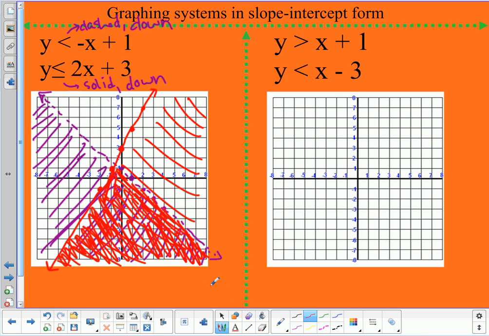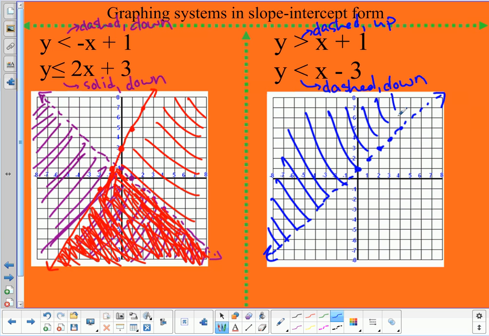In number two, I have y is greater than x plus 1. That's going to be a dashed line that goes up. Dashed and up. And the bottom line, y is less than x minus 3. That's going to be a dashed line that goes down. Dashed and down. So first line, start up at positive 1, slope of 1. So up 1 over 1, up 1 over 1, up 1 over 1. And this is a dashed line. And this one I'm shading up from. So I'm going to go above the line like this.